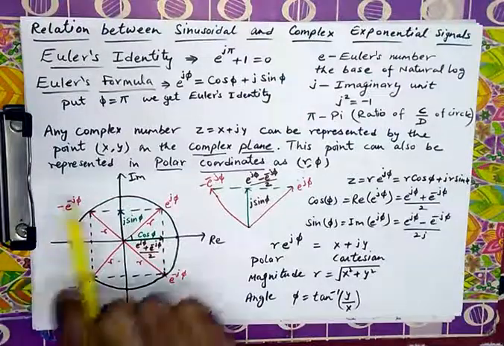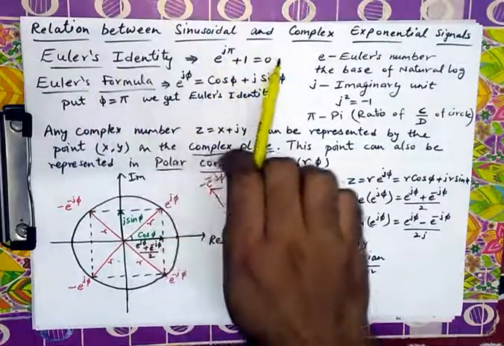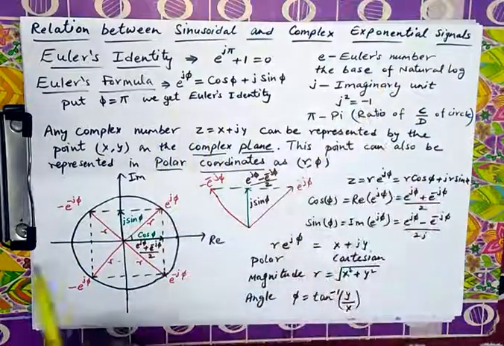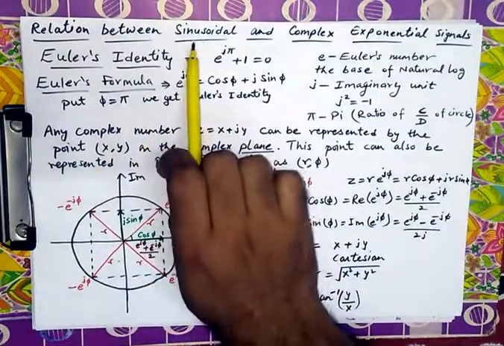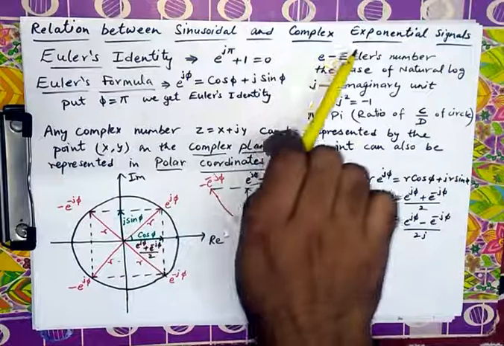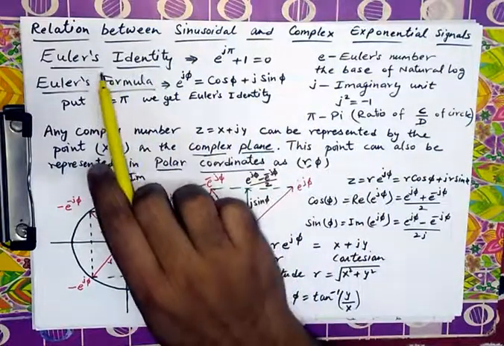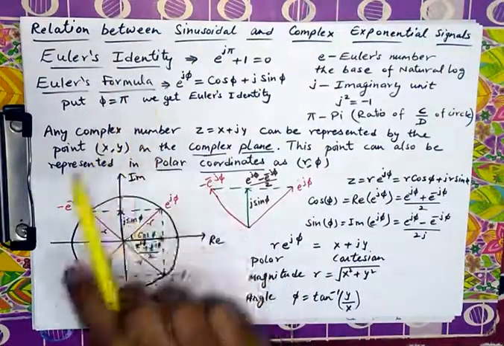Welcome students. Today we will discuss the relation between sinusoidal and complex exponential signals. To discuss this, we have Euler's identity or Euler's formula.